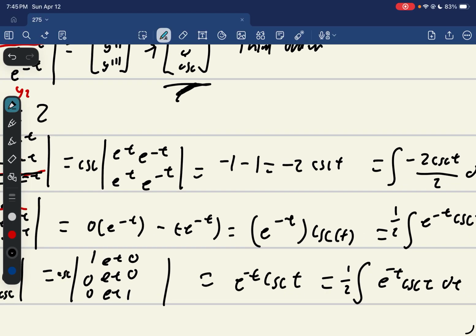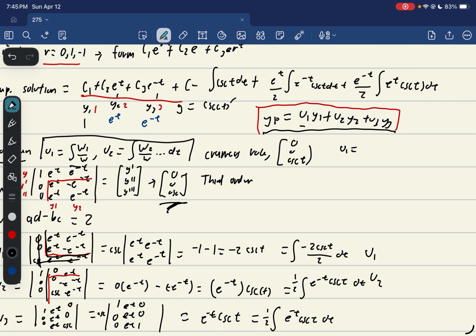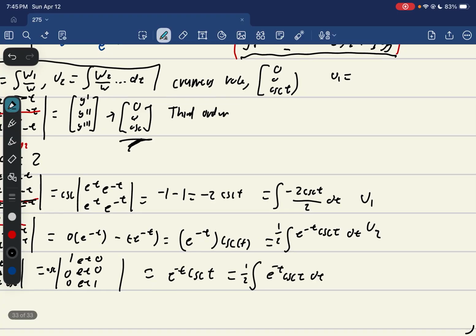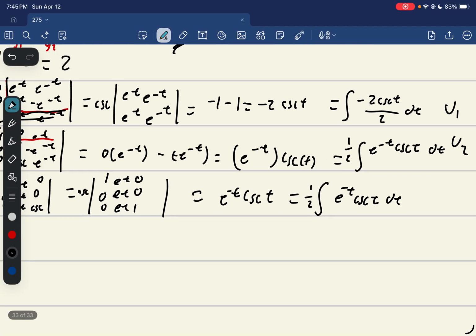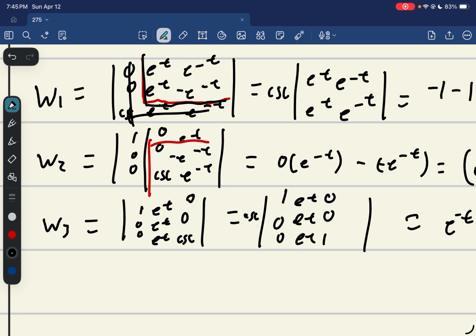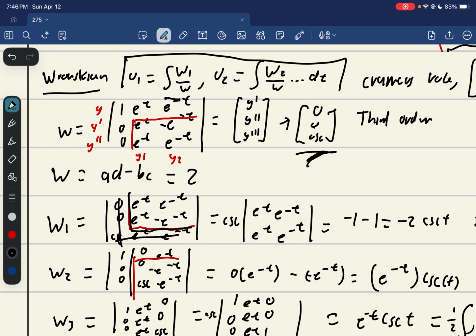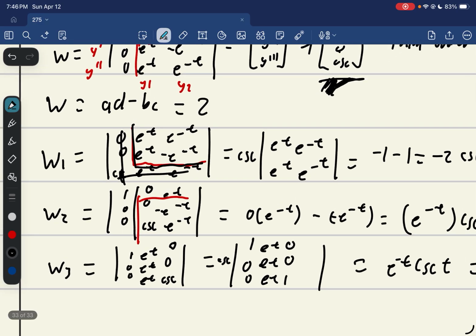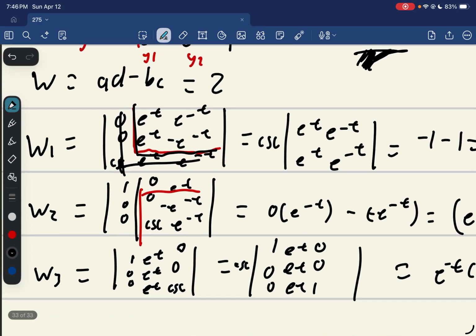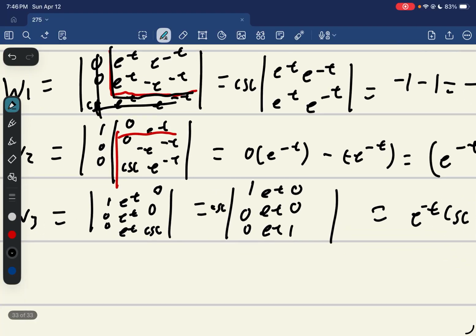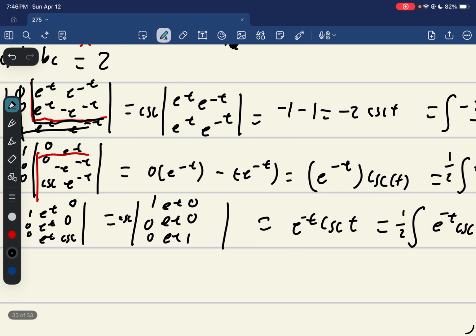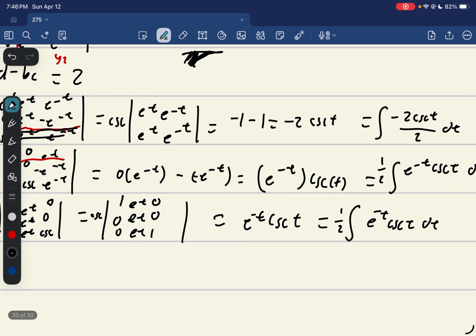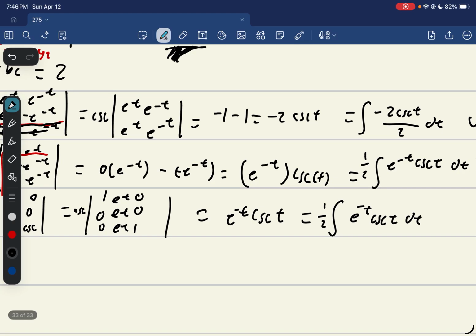So this one was negative 2 cosecant of t. Plug that back into the formula right here, and that's negative 2 cosecant of t over 2 dt. Same thing for this one. I replaced the second row with our cosecant column. Then I did the same thing: found the determinant of the bottom 4 right here, and got e to the negative t cosecant.